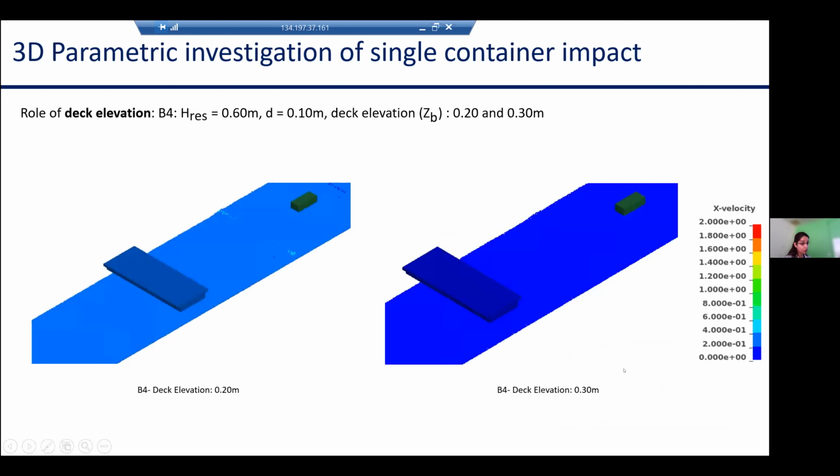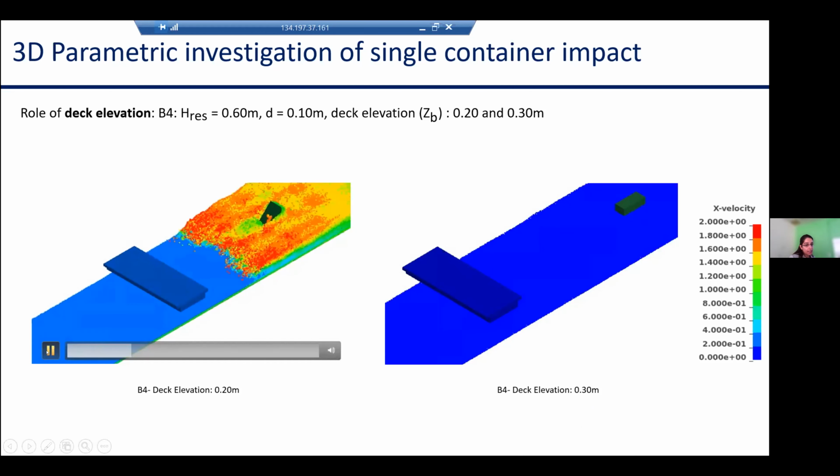In this slide, I want to show you two animations which show the effect of deck elevation. All the numerical settings for these two models are similar to each other. There is just one difference, which is the deck elevation. For the animation on the left side, the deck elevation is equal to 20 centimeters, and in this animation, the elevation is equal to 30 centimeters, and you are observing the horizontal velocity of the bore as it propagates and picks up the debris. Let's watch this animation.